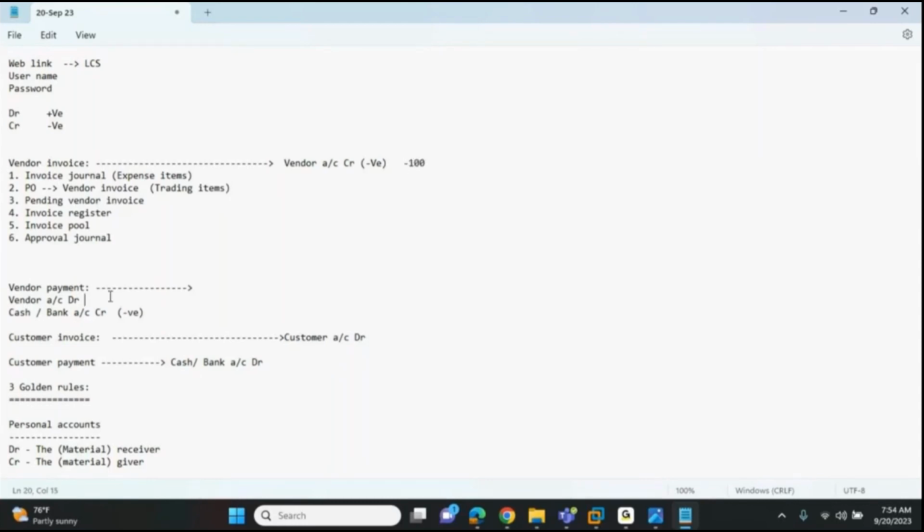At the time of invoice, you entered minus 100, suppose. Now you are entering positive 100 for the vendor. Then it will become 0. Got it? Your bank balance will be decreased, credit. So this is the double entry. At the time of vendor payment, the vendor account is debited and the cash or bank account is credited. Okay, sir.